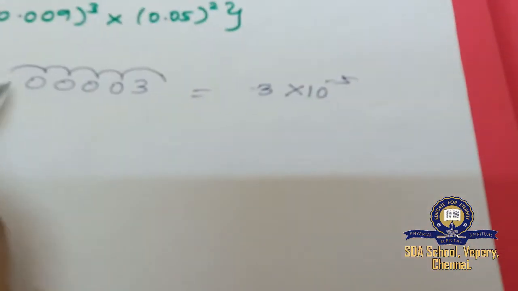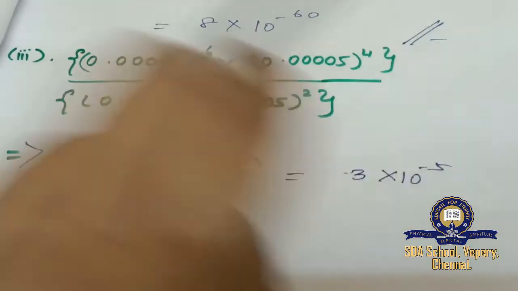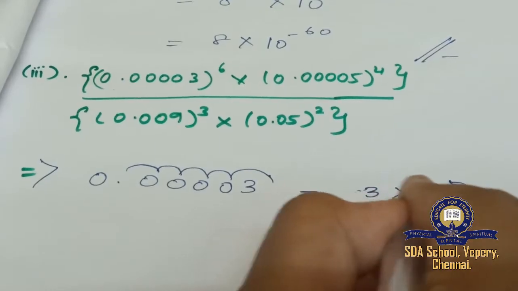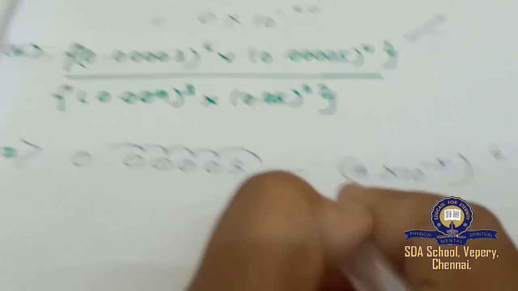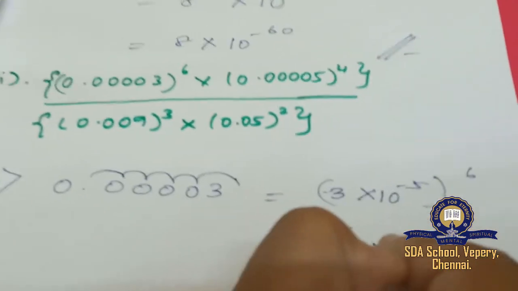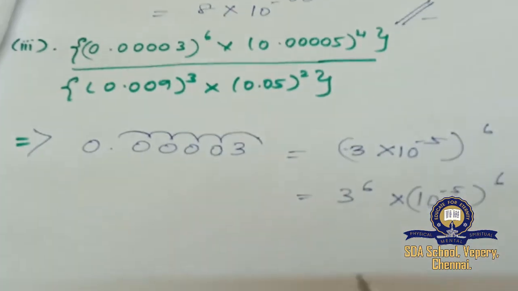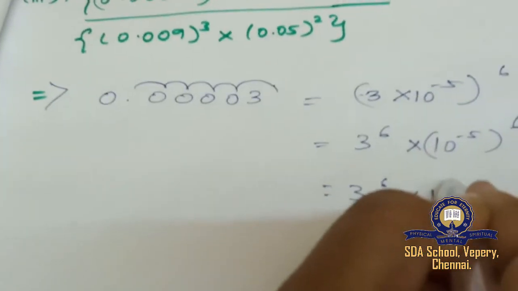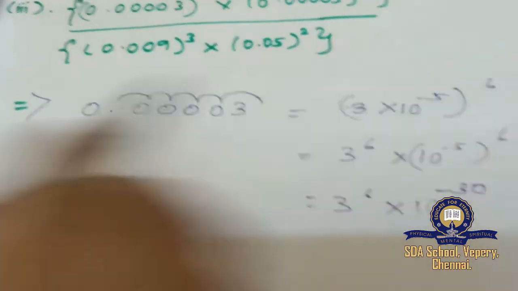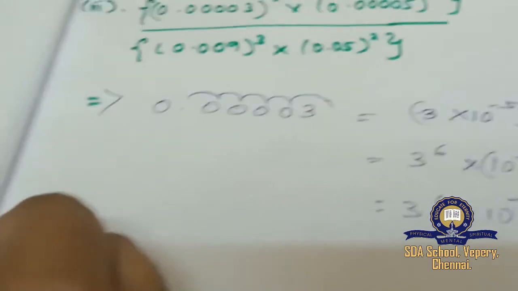I hope you can understand. Whenever the decimal point goes towards the right, minus will come. If it goes towards the left, plus will come. Okay. So then I can put 6. 3 power 6 into 10 power minus 5, the whole power 6. Yes, it will become 3 power 6 into 10 power minus 30. Any doubts? Okay. Then next.